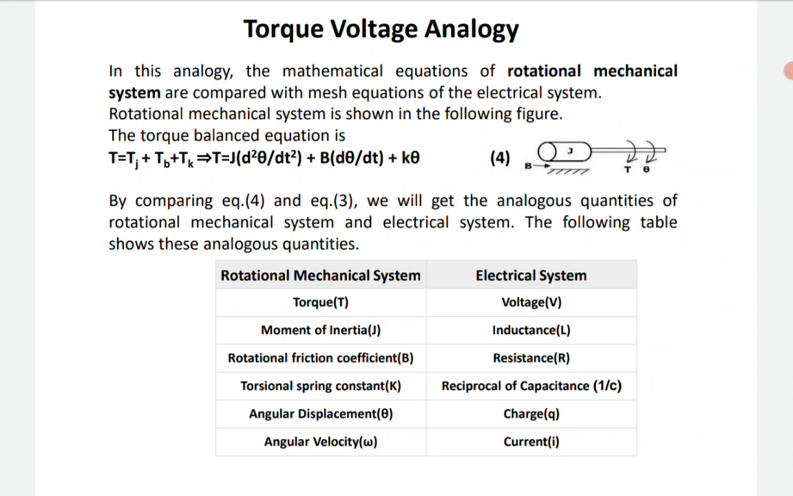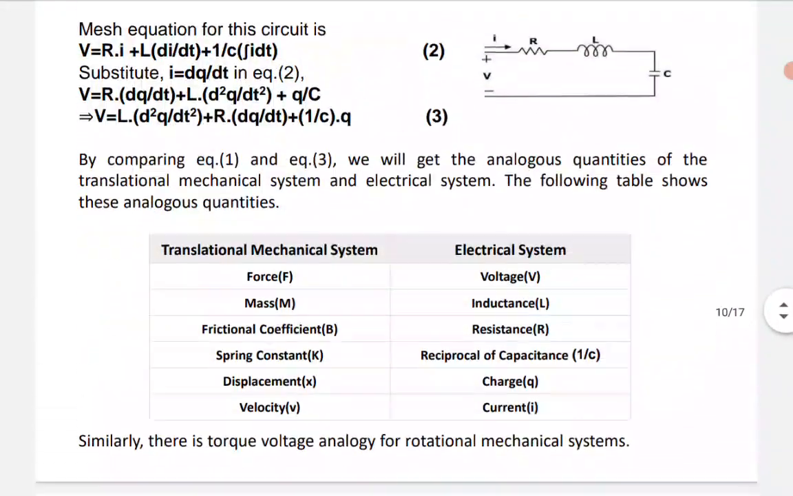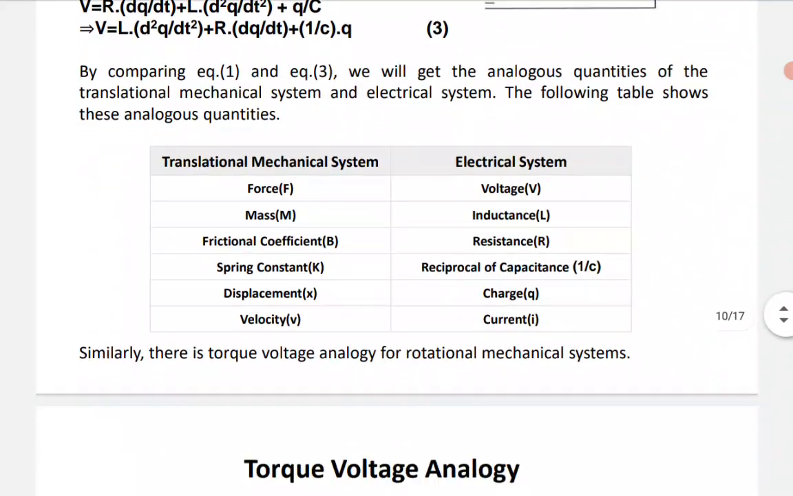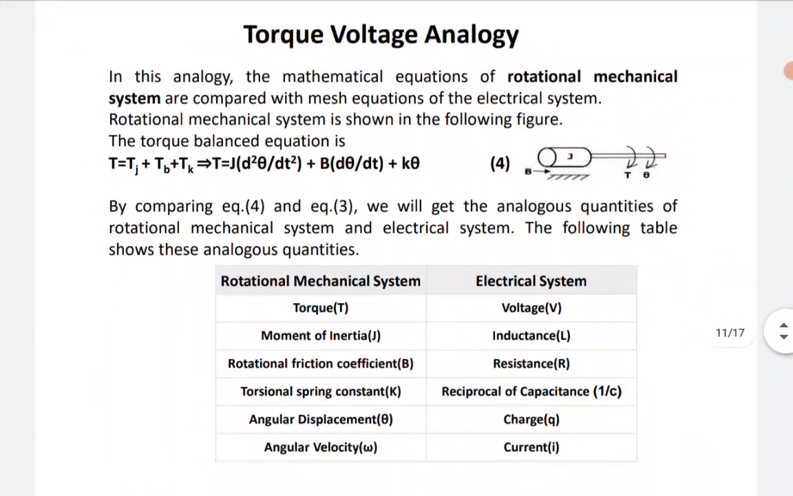So collectively we can rewrite as T is equal to J into theta double dot plus B theta dot plus K theta. Theta double dot means J into d2 theta by dt square plus B into d theta by dt plus K theta. This is equation number 4. Then you have to compare this equation 4 with the electrical equation 3 for my rotational mechanical system, because the order is the same. 3 is also a second order differential equation, 4 is also a second order differential equation.